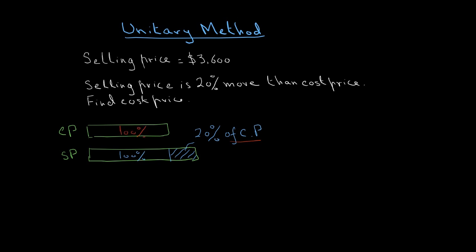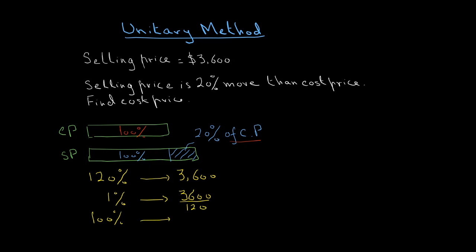Okay, so now we know that 120% of cost price is really equal to $3,600. So now we find out what 1% would mean. 1% would mean 3,600 over 120. And now what would 100% mean? So 100% would mean 3,600 over 120 multiplied by 100.